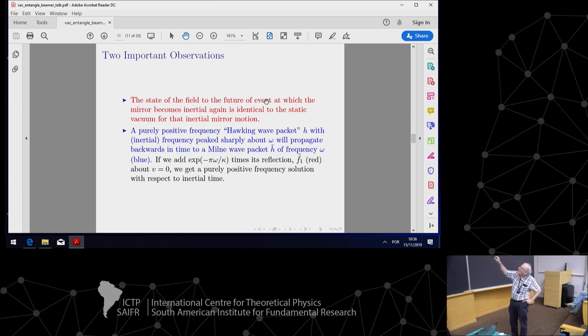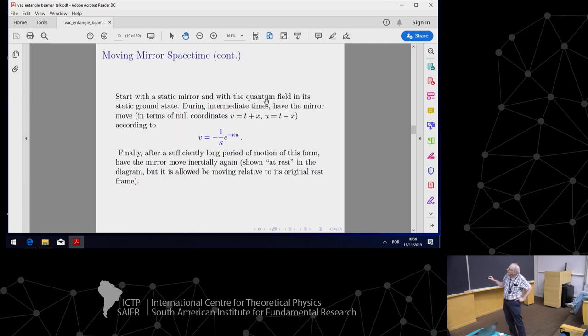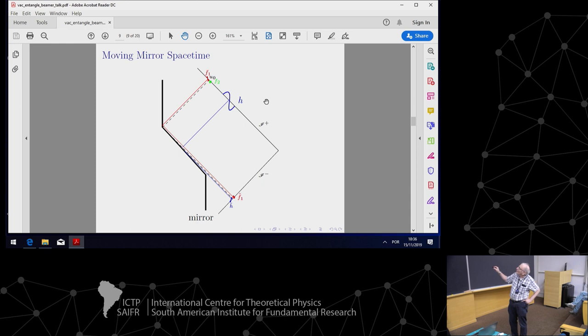The other, even maybe more important fact, is easily seen if we look at the state of the quantum field up here, after the mirror has become inertial again, so above this dotted line. The state of the quantum field up here is exactly the ordinary vacuum state for this inertial motion of the trajectory. If you look at some arbitrary correlation function up here and propagate it back in the past, because it's a massless field, it's only going to care about what's going on in its past light cone.